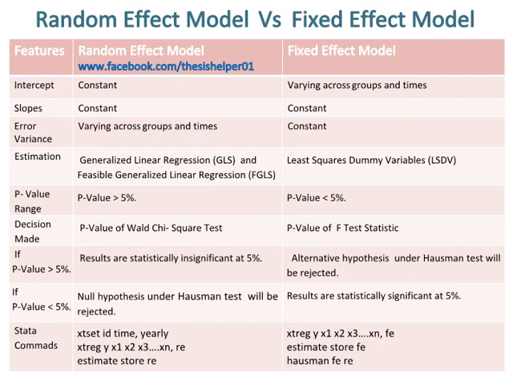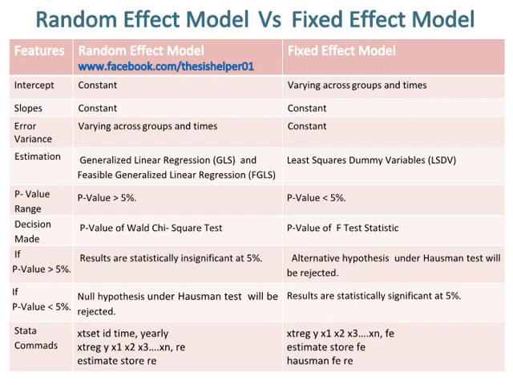Error variance of random effect model is varying across groups and times, whereas error variance of fixed effect model is constant. Estimation in random effect model are generalized linear regression (GLS) and feasible generalized linear regression (FGLS), whereas estimation in fixed effect model is least squares dummy variables (LSDV). Decision made in random effect model is based on p-value of Wald chi-square test, whereas decision made in fixed effect model is based on p-value of f-test statistic.